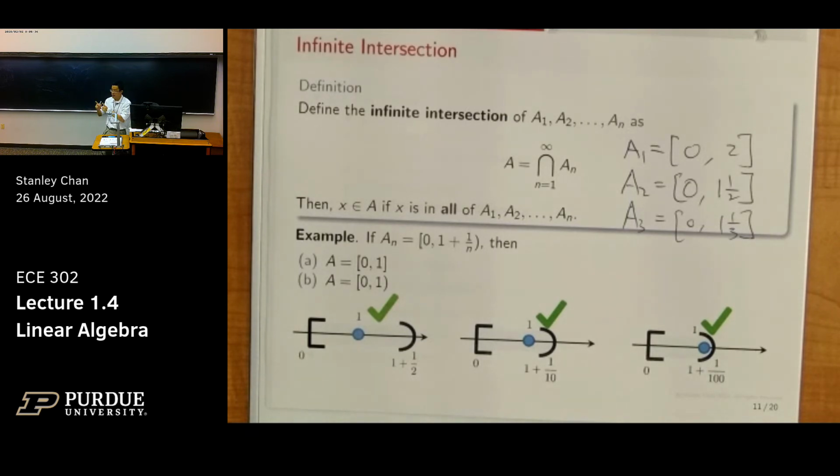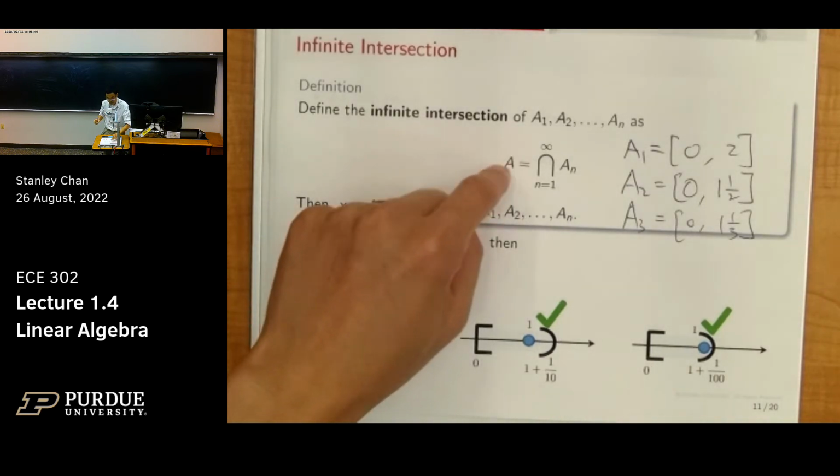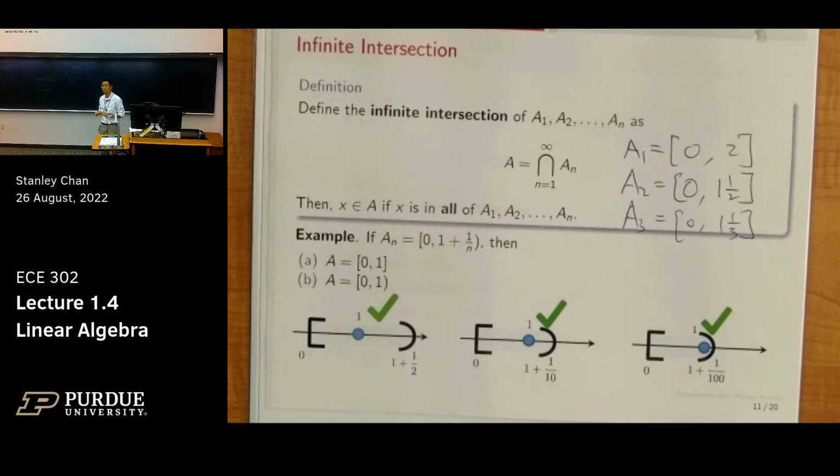Should this 1 be inside this infinite intersection? Yes or no? Let's raise our hand. How many will say yes? How many of you will say no? How many of you will say, I don't know? Okay, good. Thank you for the honesty. I like that. Okay, so let's do some mental calculation here.